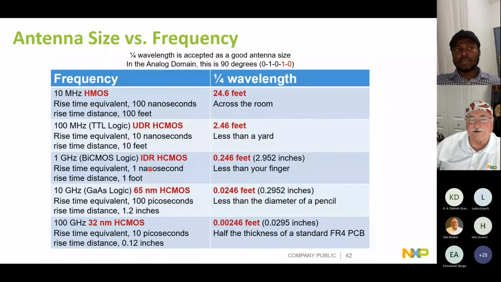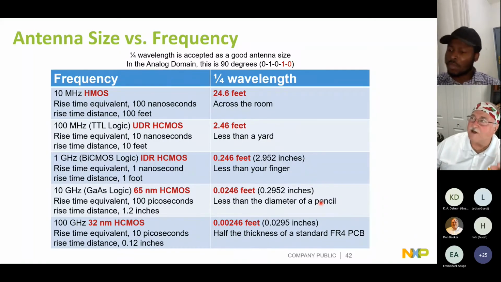When you get to nanosecond switching, it's 3 inches. So your circuit board's covered with hundreds, if not thousands, of structures that are capable of being radiating antennas. At the 65, 55 nanometers that are common now in the low-cost processors, it's the diameter of a pencil. The lead frame and wire bonds on a quad flat pack are long enough to be radiating antennas. So if you're not afraid, you need to be.